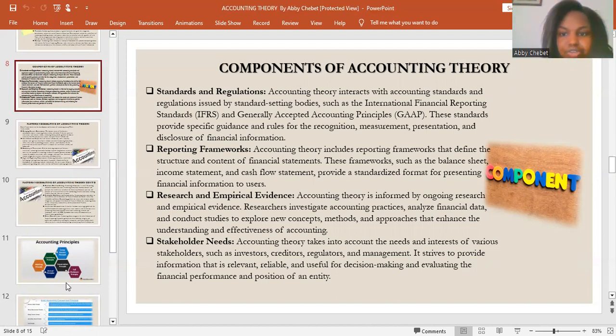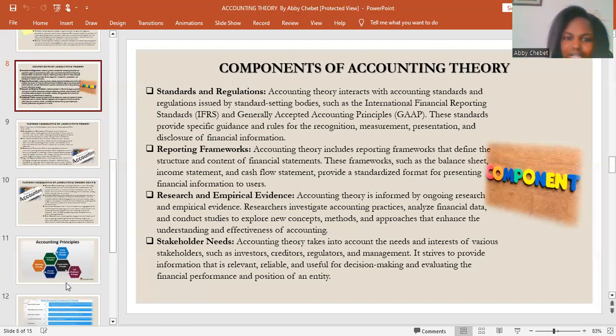The second one is the reporting framework. It defines the structure and content of financial statements, how you should report. For example, how a balance sheet should look, how an income statement should look, and so much more. The third one is research and empirical evidence. It is informed by ongoing research and empirical evidence. Researchers investigate accounting practices, they analyze financial data, and they also conduct studies, which are basically research, okay?